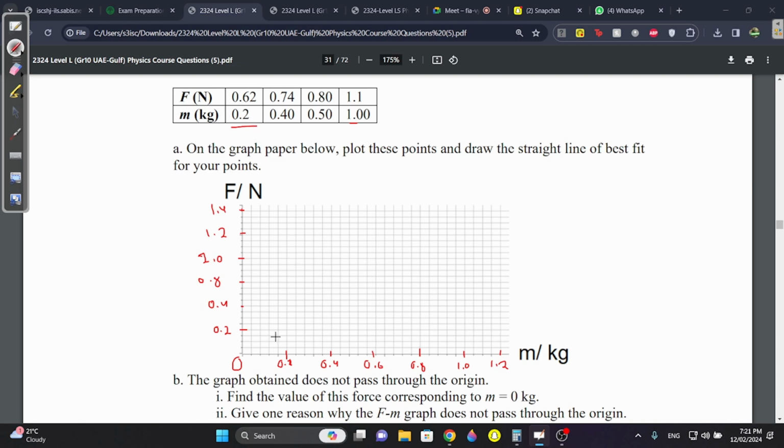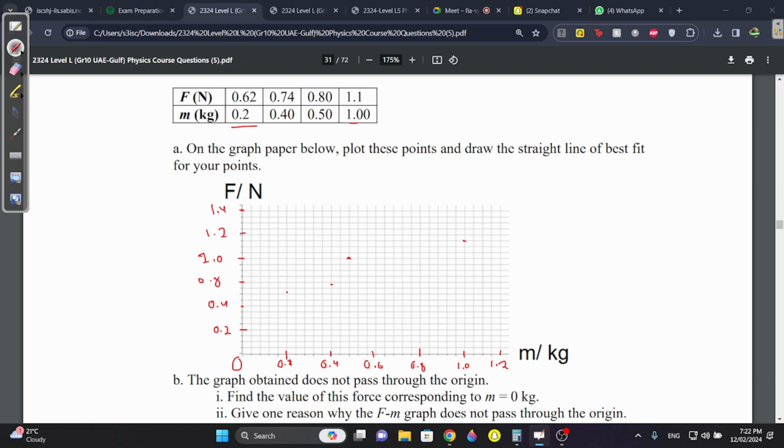The mass 0.2, 0.62. 0.4, 0.74. So 0.4 is over here, and 0.74 is gonna be over here. There you go. And then 0.5 is over here, and 1 is over here. This is an easy point. And 1.1 is going to be 1 and over here.